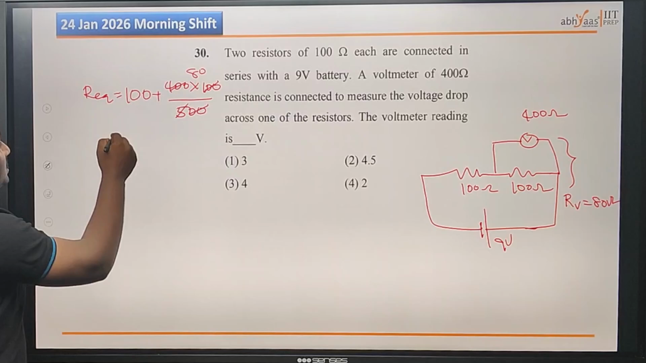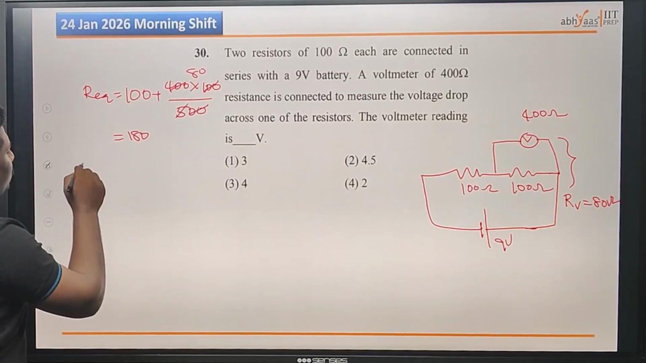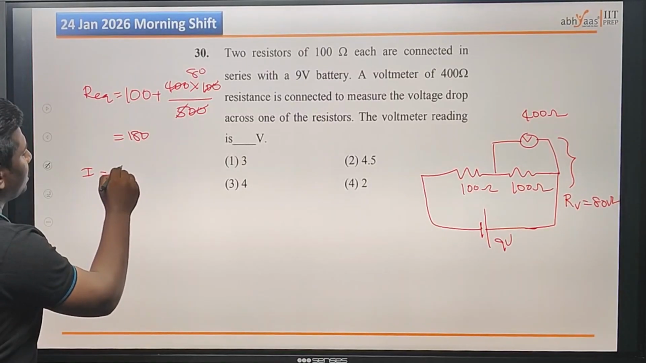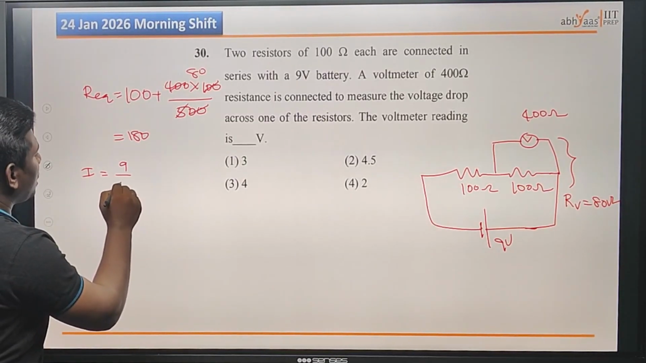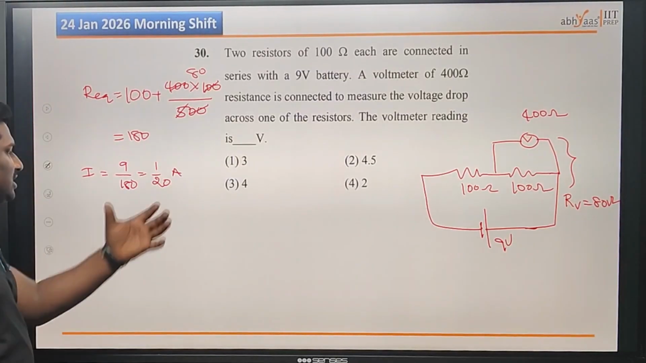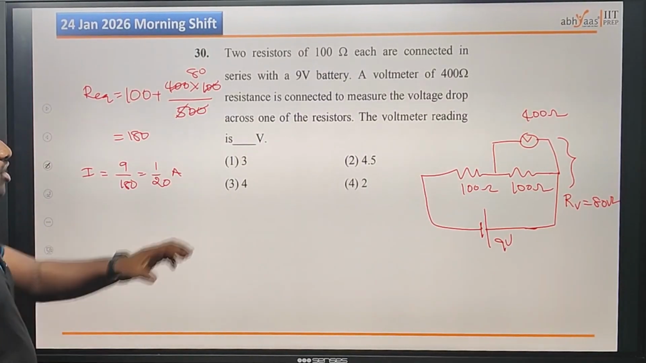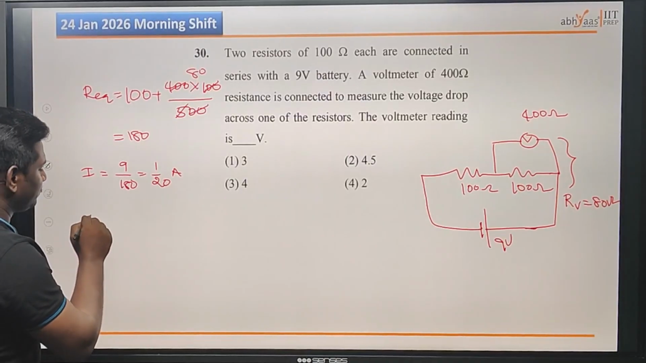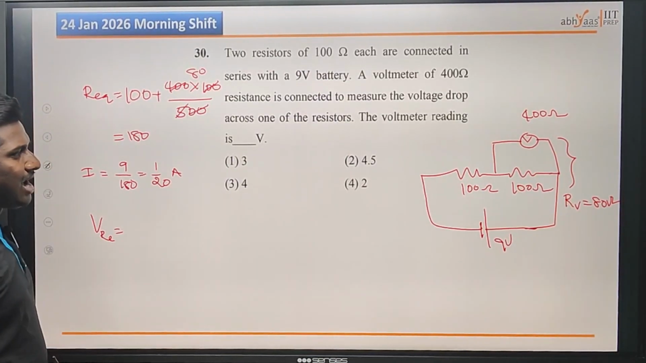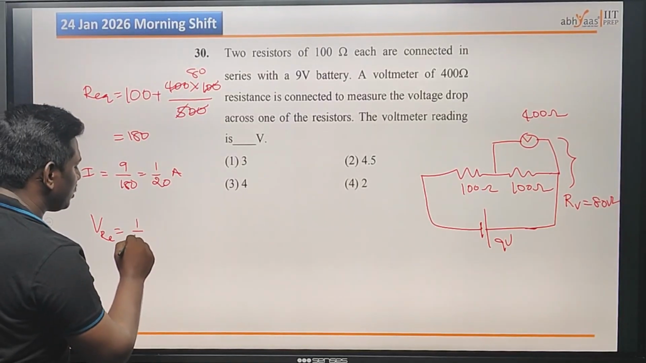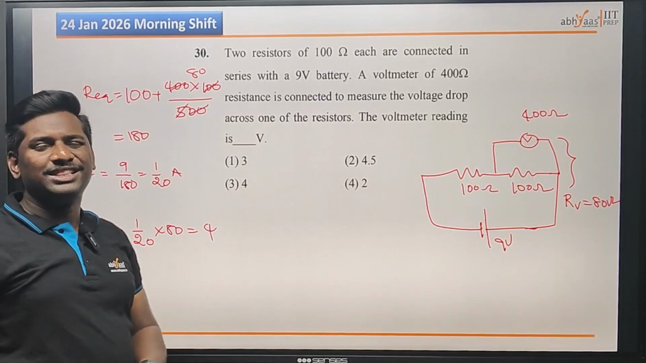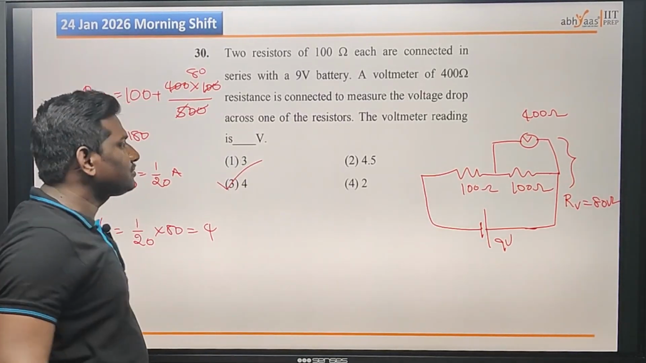So this is 80. This is 100. 180. So if you want to find I equal to V by R, that is 180 by 20, 1 by 20 amperes. This is our current. So you have to find the voltmeter reading. So voltmeter reading can be written as I into R. What is that R? 8 ohm. So 1 by 20 into 80, you will get 4. So option 3 is the right answer.